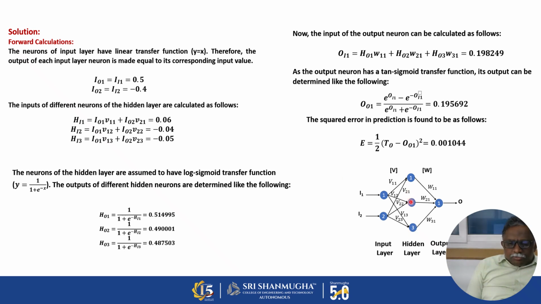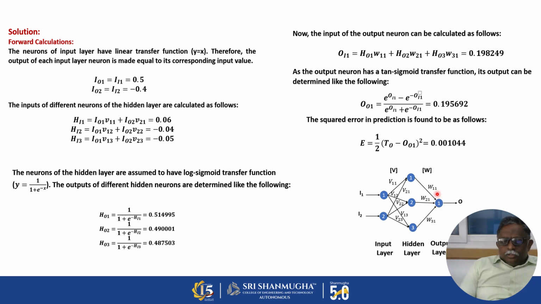In the activation of the hidden layer, we use sigmoid functions. When you use the sigmoid function, these are the values that we get. Okay. So then the input of the output layer is from all three neurons of the hidden layer. We have the weight for each one, and finally we get this 0.19824, which is the input I1, that is, the input of the output layer.